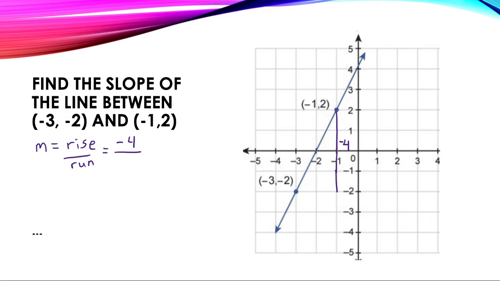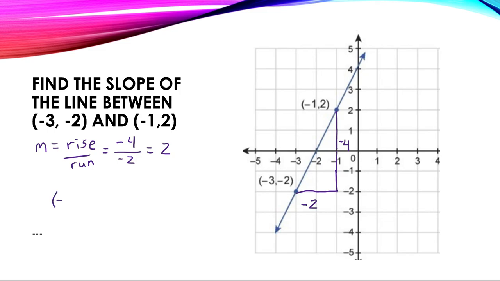All right, and now for the run, I'm either going to go left or right towards the point. In this case, I'm going to go left. So 1 block, 2 blocks, and because I'm moving to the left, it's also going to be negative. And so my slope is going to be negative 4 over negative 2, which is going to be 2.